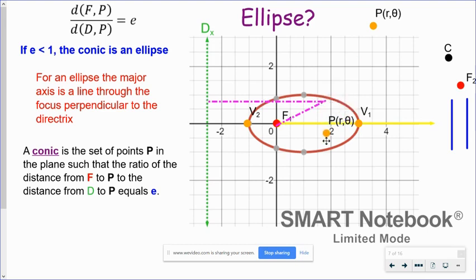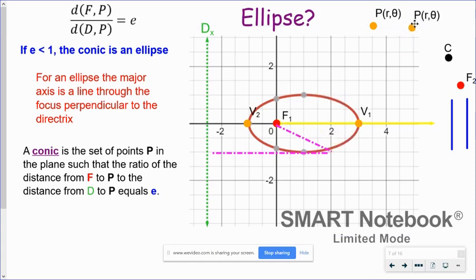And it doesn't matter where the point goes. Sure, the distances change, but the relationship between the distances does not change, which is that the distance is always shorter to the focus than it is to the directrix. It will always be less than 1. It's going to define an ellipse for me.